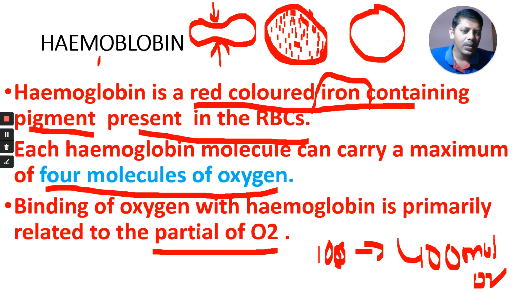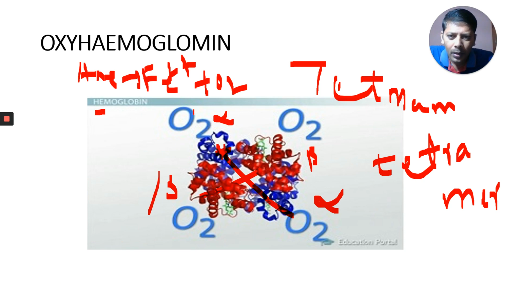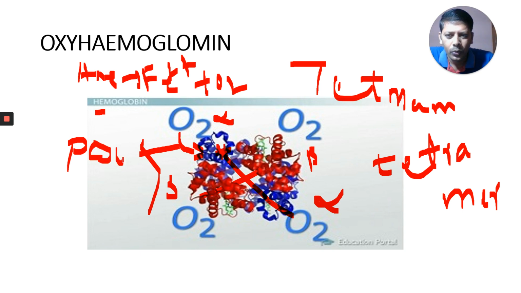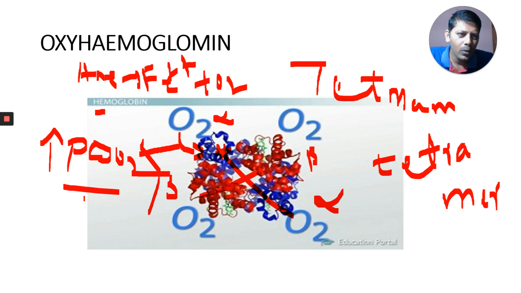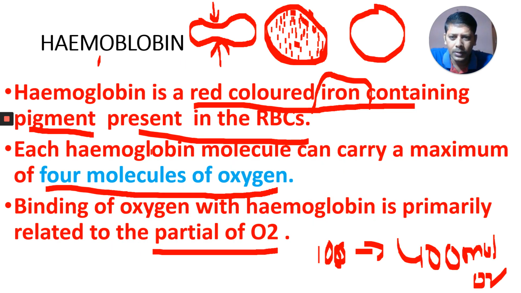Binding of oxygen with hemoglobin: an oxygen molecule is bound with hemoglobin. This binding depends mainly on the partial pressure of O2. If the partial pressure of O2 is more, more binding occurs. If the partial pressure is low, binding is less. That is directly proportional. When the partial pressure of oxygen is more, more binding takes place up to a certain point.